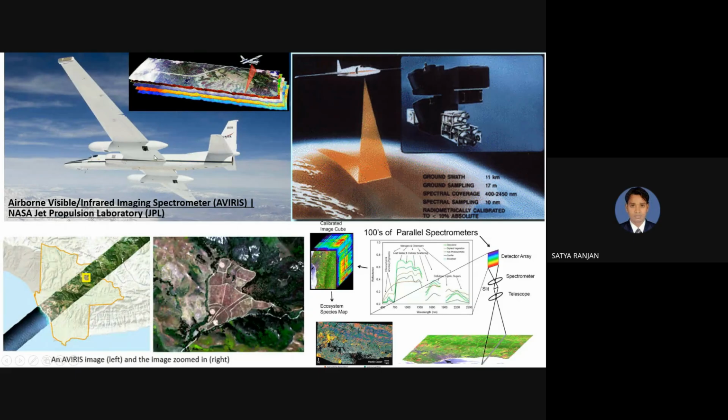This is the airborne sensor, which is used by NASA. It is prepared by the Jet Propulsion Laboratory of NASA. This is the path where the sensor created the image, and this is the image, and this is the graph which shows the different patterns of the different mineral areas.